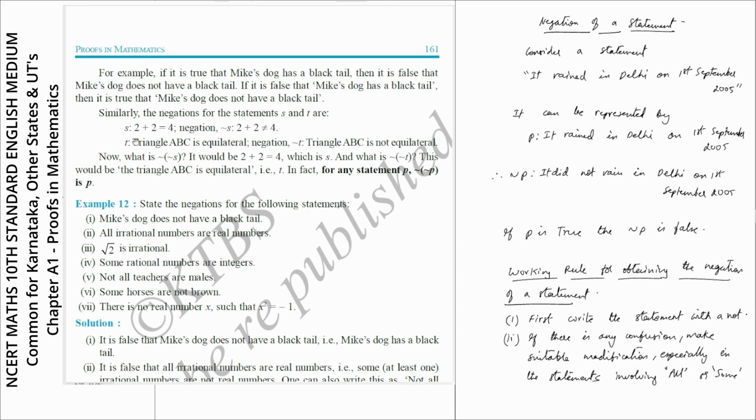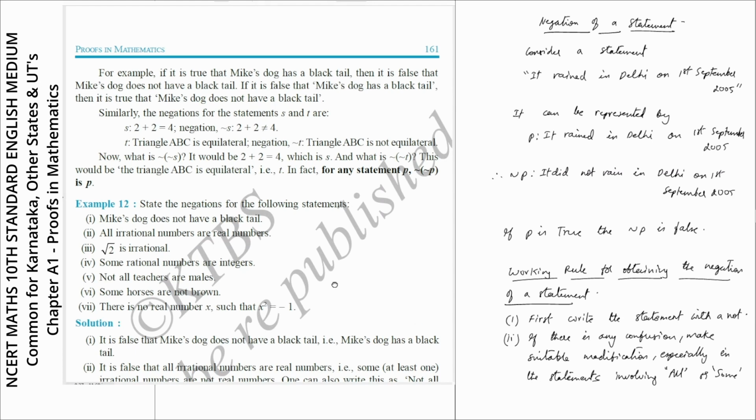And the fourth statement is 2 plus 2 is equal to 4. The negation of this statement will be not S, which is 2 plus 2 is not equal to 4. The last statement was triangle ABC is an equilateral triangle. The negation of that will be not T. So not T is triangle ABC is not equilateral.